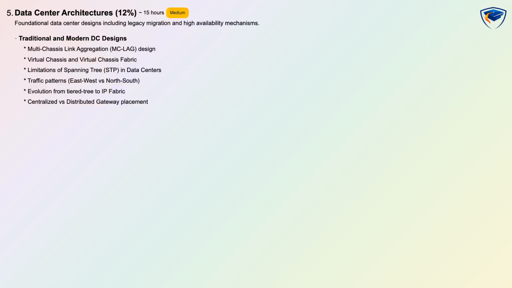Data center architectures accounts for 12%, medium difficulty, with about 15 study hours and both conceptual and scenario-based assessment. This area contrasts traditional and modern designs, teaching MC-LAG and virtual chassis concepts, the limits of spanning tree in data centers, and the evolution from tiered tree models to IP fabric designs. You will also learn traffic patterns such as east-west versus north-south and trade-offs between centralized and distributed gateway placement when planning availability and migration paths.